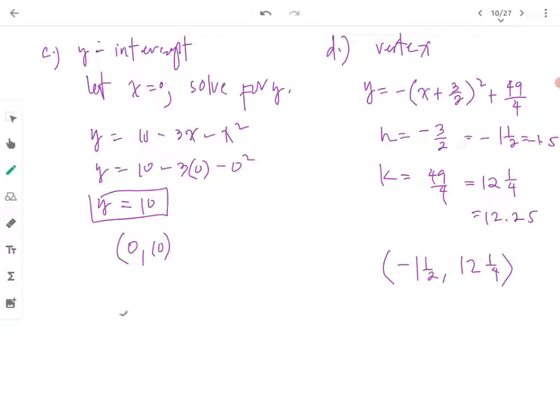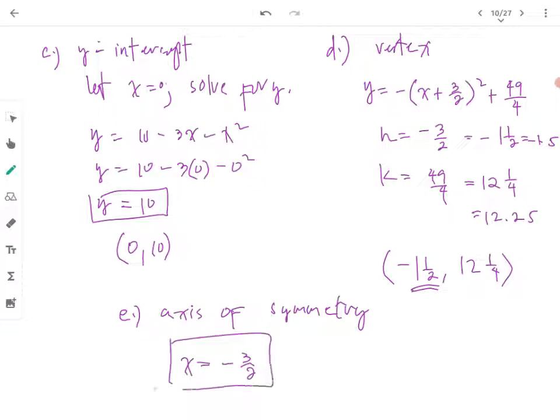Then letter E is our axis of symmetry. This one helps us to perfectly sketch our graph, because it divides the graph into 2 equal parts. Of course, that's the equation: x equals negative 3 over 2. So we are now ready to sketch.